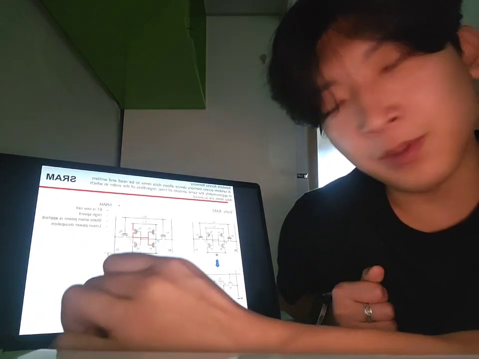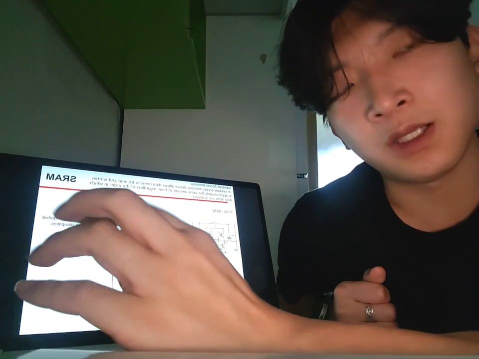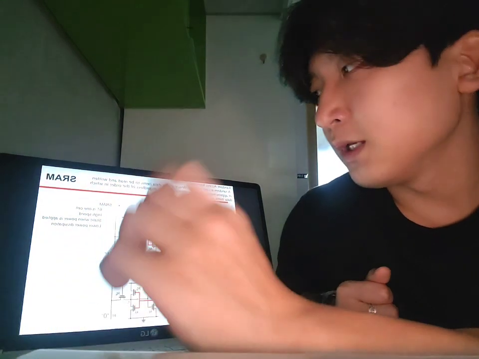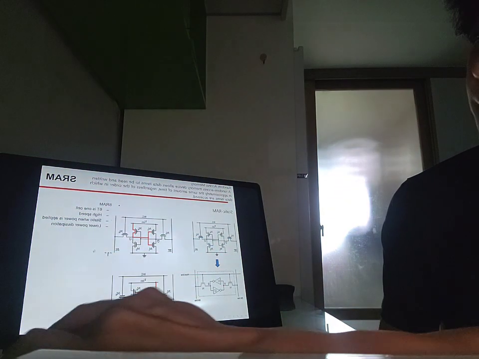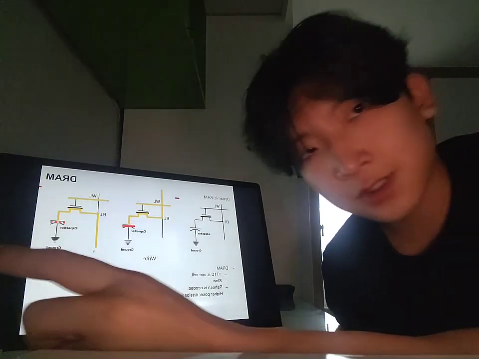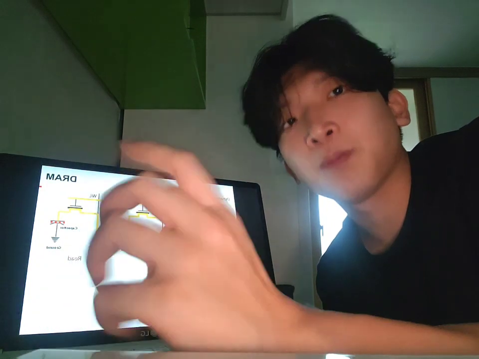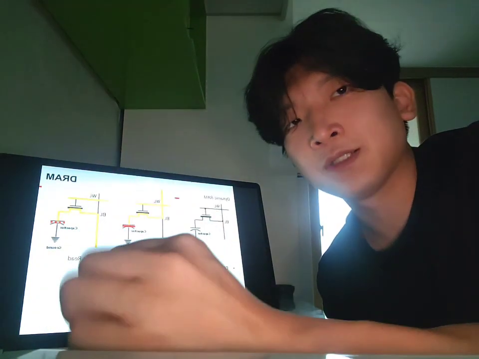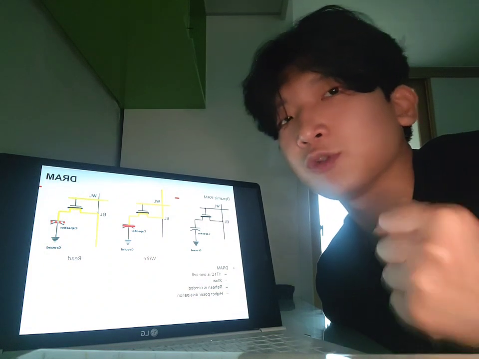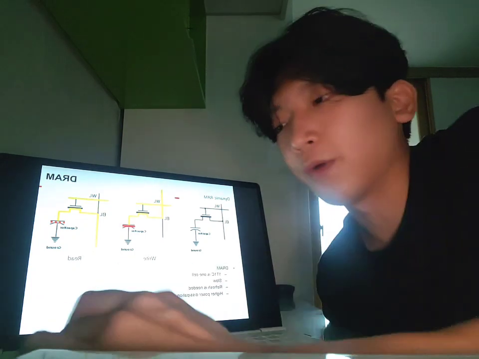The SRAM has 6 transistors in one cell, which means it has some difficulty in shrinking, but it has a high speed. In the DRAM, we have one transistor and one capacitor, so it is easy to shrink, but because of the capacitor, we should refresh this memory all the time, which makes the device slow.